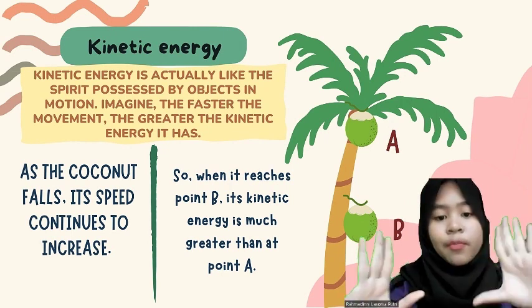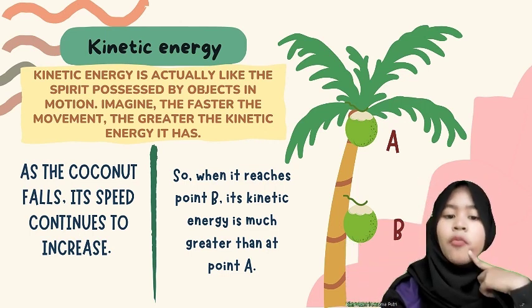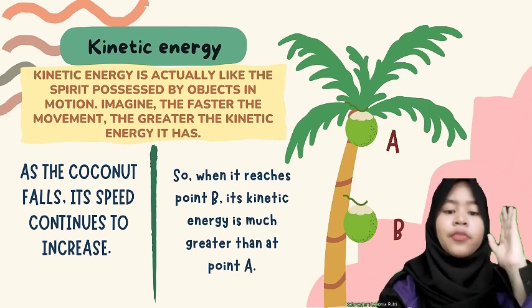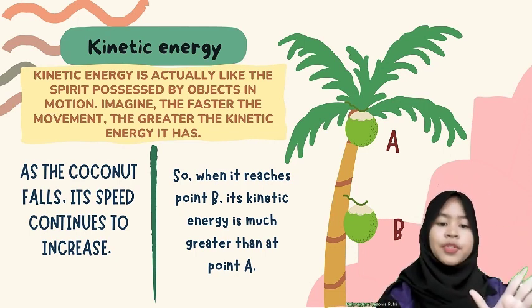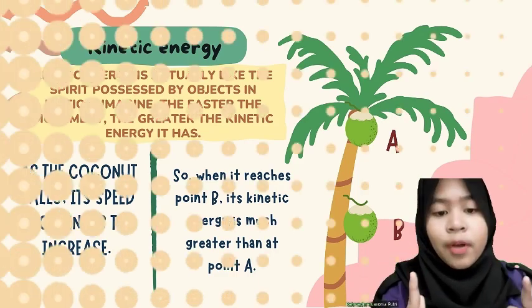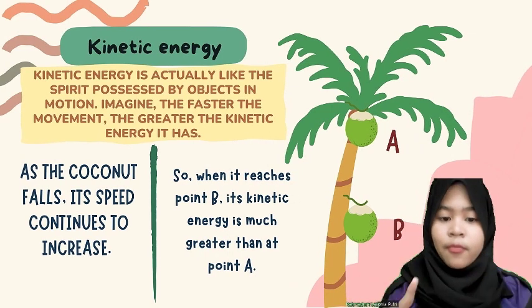Imagine, the faster the movement, the greater the kinetic energy it has. Now, we can find this kinetic energy in various types of movement, from strike motion, parabolic motion, circular motion, and vibration motion. To give us a more vivid picture, let's observe the motion of a coconut falling from its tree.